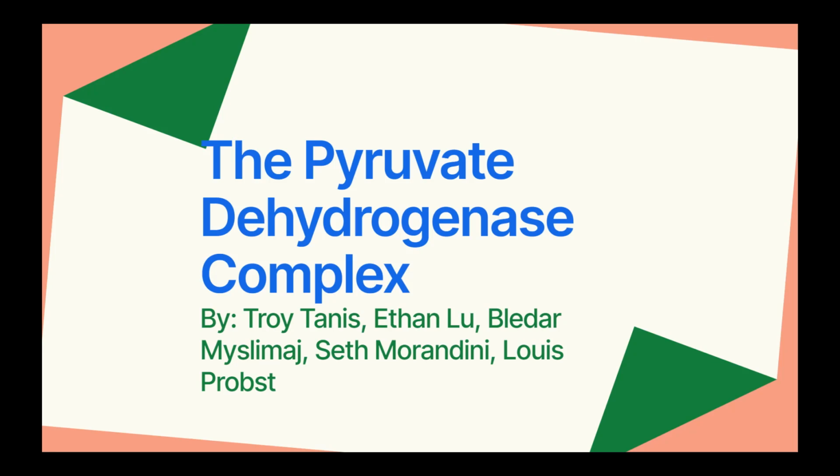Hello, this is Group 14, and we will be discussing the pyruvate dehydrogenase multi-enzyme complex, or PDC. Specifically, we will be discussing its organization, its mechanisms, and its susceptibility to arsenite, a toxin that can halt the function of PDC.